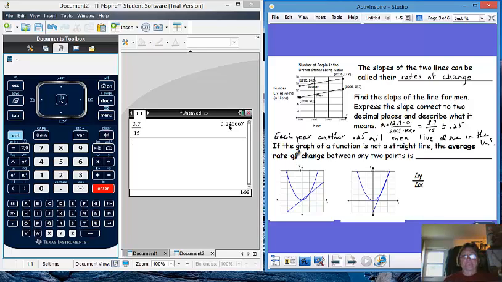All right. If the graph of a function isn't a straight line, like these were both straight lines at the top here, if it's not a straight line, then the average rate of change can be found. The average rate of change between any 2 points is the slope of the line that contains them. So this is totally the same topic, slope of the line that contains them, just with a slightly different application.